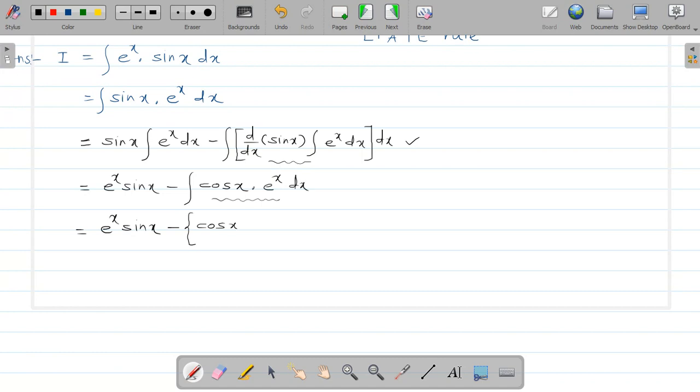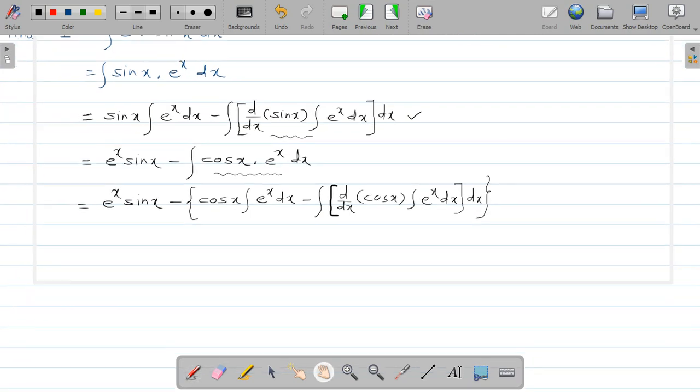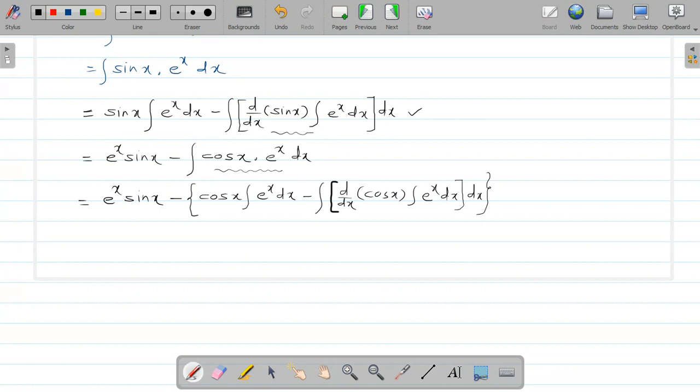So cos x as it is into integration of e raised to x dx minus integration into bracket derivative of cos x into integration of e raised to x dx with respect to x. Curly bracket is completed. So see this carefully. Now after taking this integration, what will you get next step?